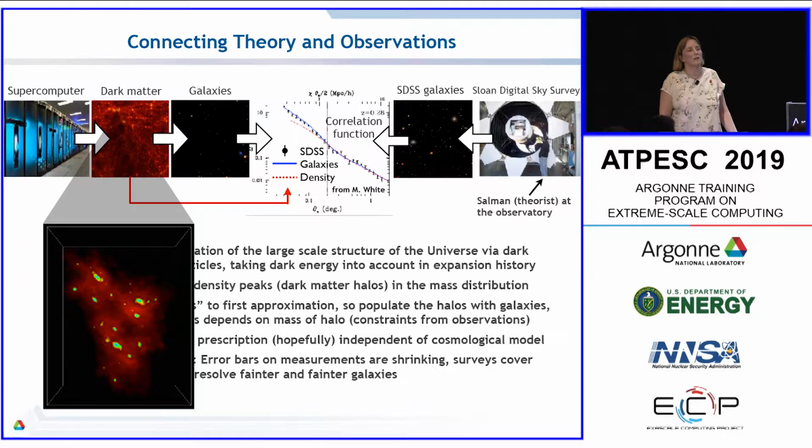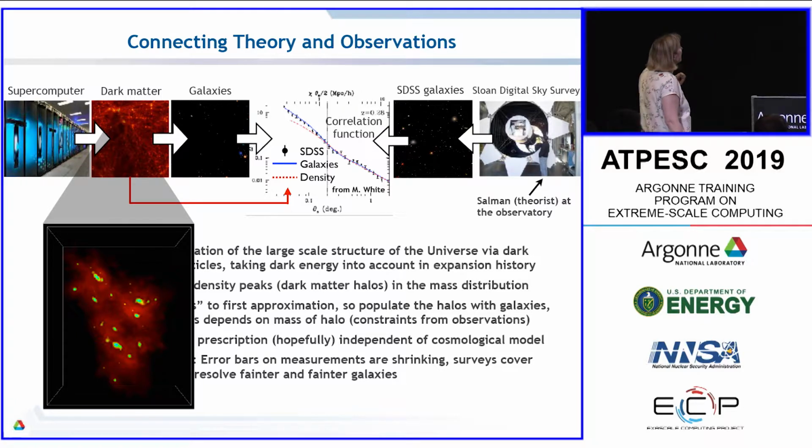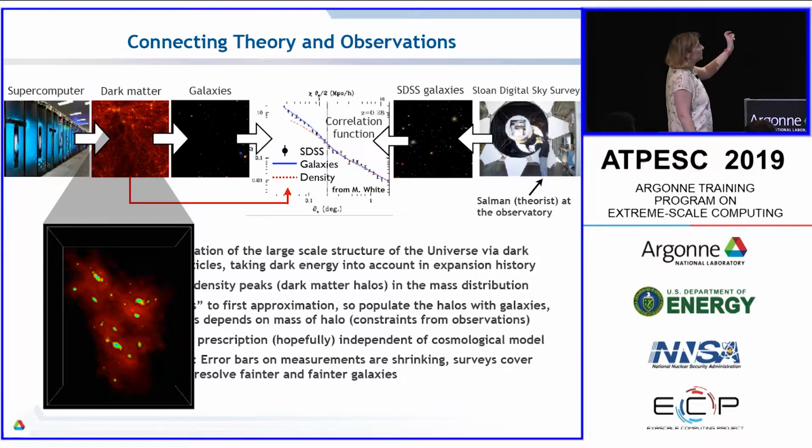And we say that the light roughly traces the mass. So our assumption is that wherever I have these very high overdensities, I probably will have a galaxy. So this is a little bit cartoonish. The model is much more complicated.